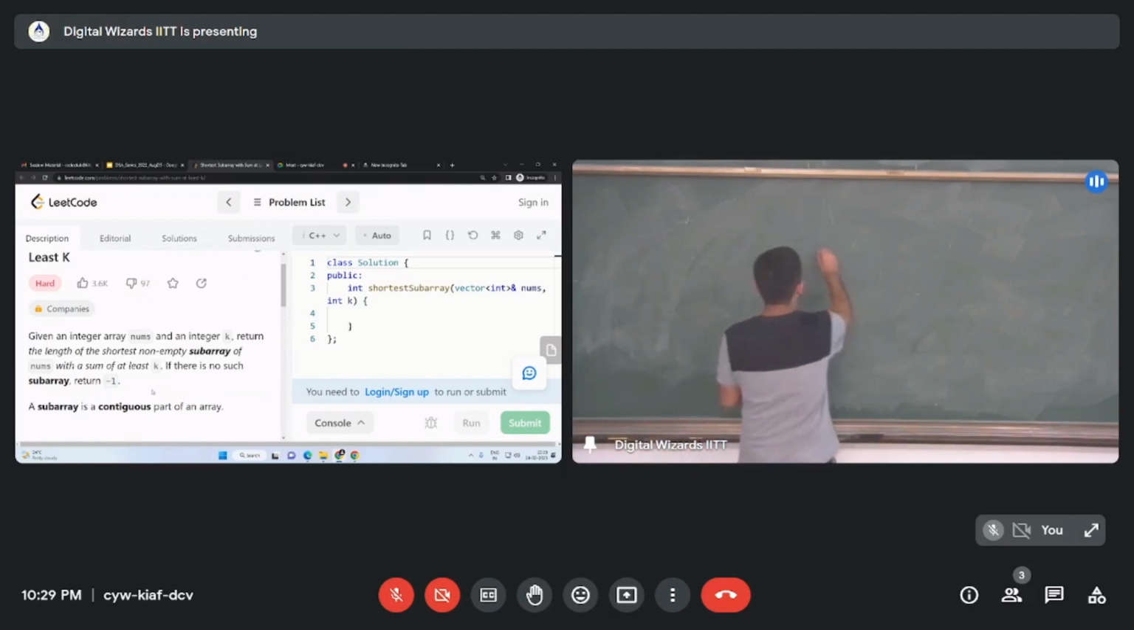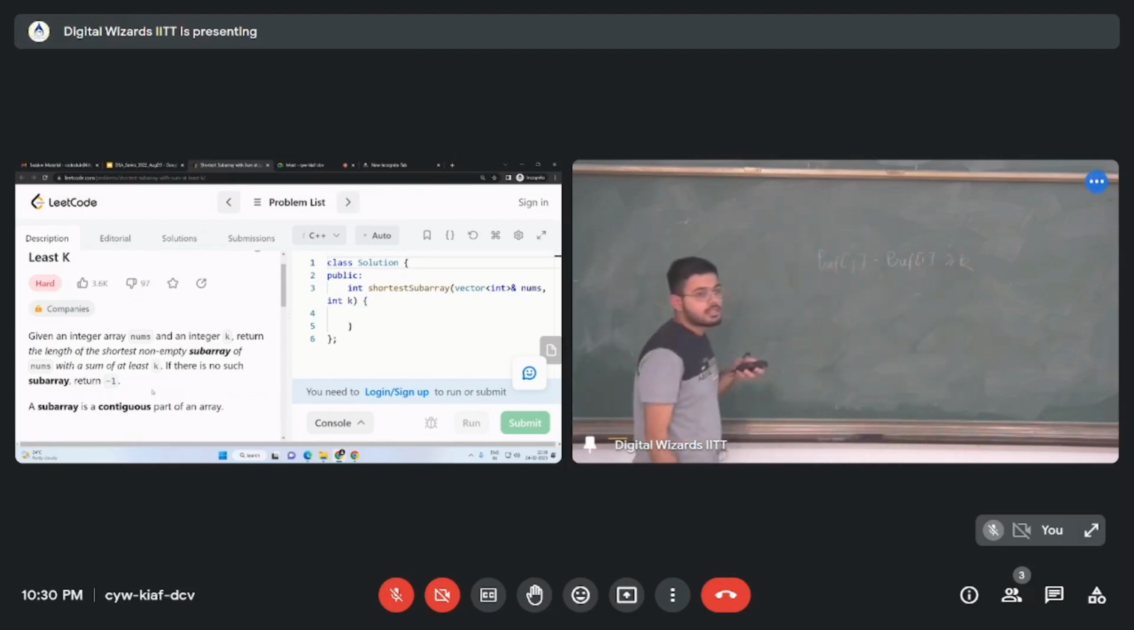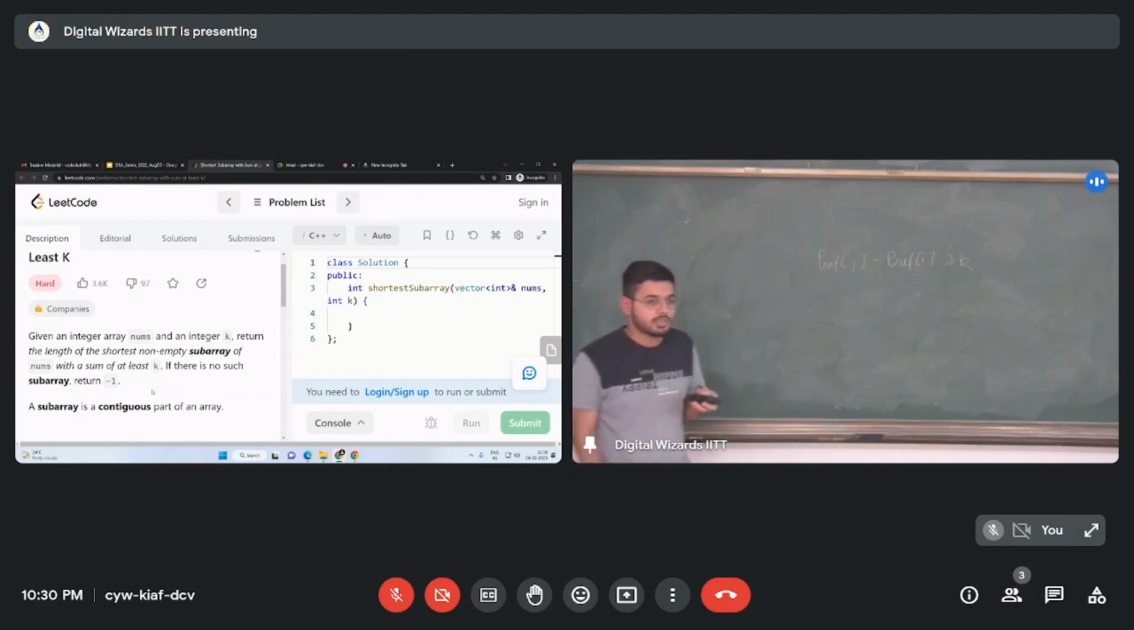Okay, so I'm just going to write it. All you want is prefix of j minus prefix of i should be greater than or equal to k. Is it correct? So instead of just looping and finding, you just need some two indices and just say this is the case here. And now this should give you some intuition on how to solve.